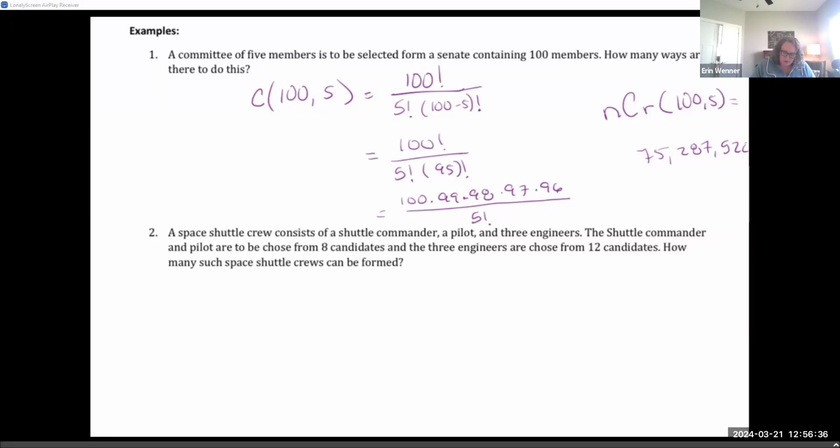When we think about this problem, we've got 2 things happening. We've got a pilot and a shuttle commander, and then we have 3 engineers. So for this stage, order matters, and for this stage, order doesn't matter.